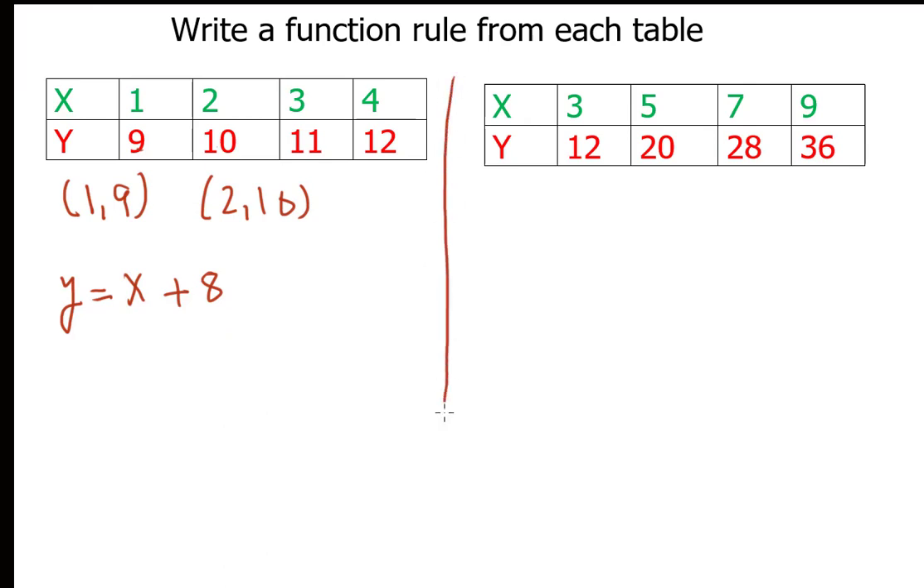So what about the second one? Let's do one ordered pair and then the second ordered pair. The first ordered pair is 3 and 12. We can see that it increased by 9. Let's look at the second one, 5 and 20. We can see that it increased by 15, which indicates it's not linear because it's not increasing by the same number. This one increased by 9 and this one increased by 15.